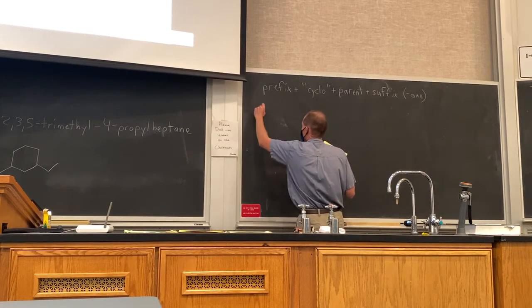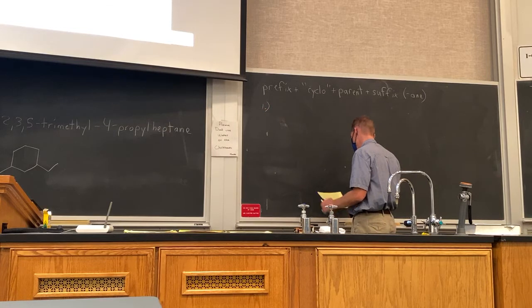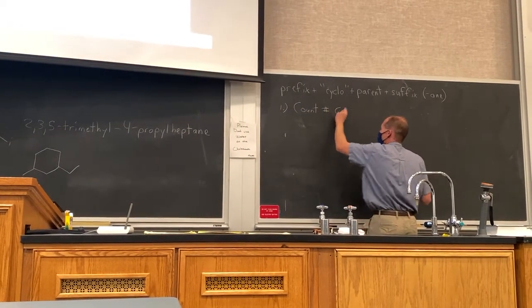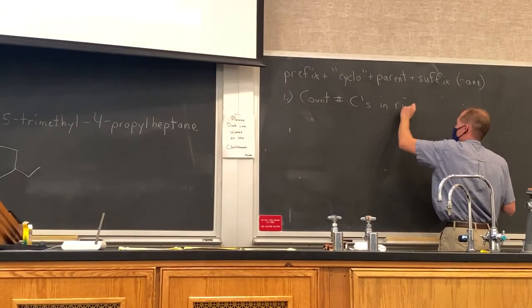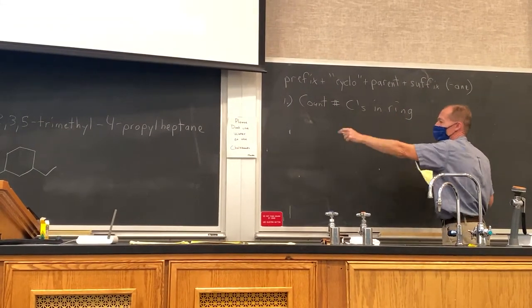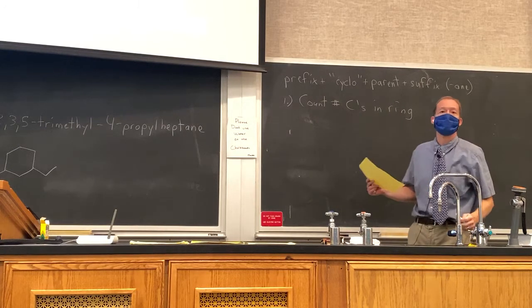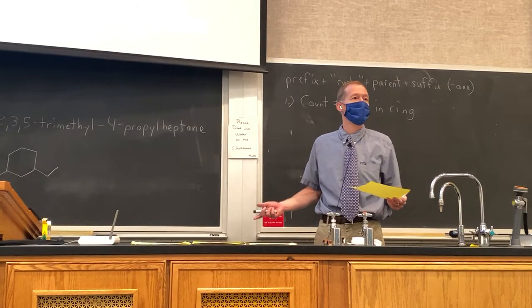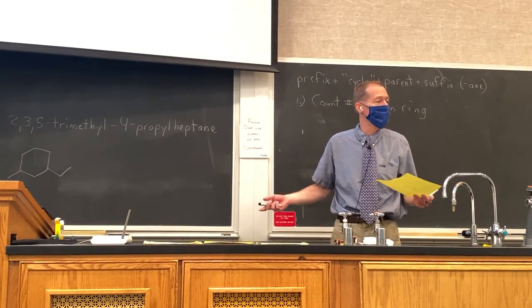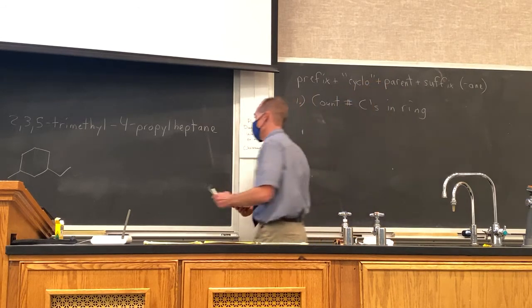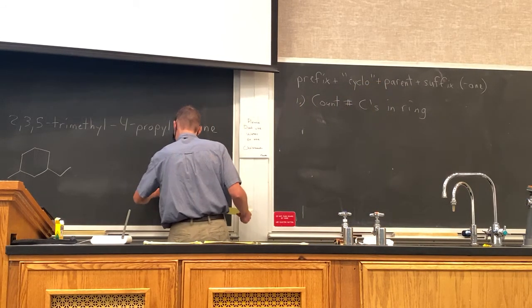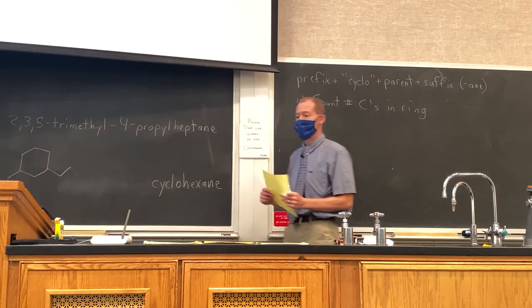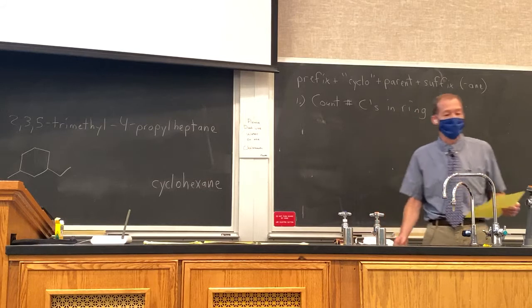So, first step in naming a cycloalkane, count the number of carbons in the ring. So what do we end up with in our example? How many carbons in the ring? 6. So what is the parent name going to be? Cyclohexane. Okay, so the parent name, cyclohexane.